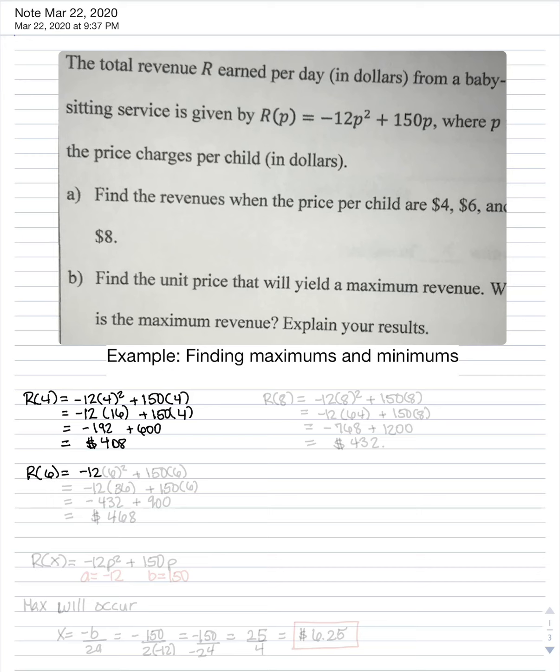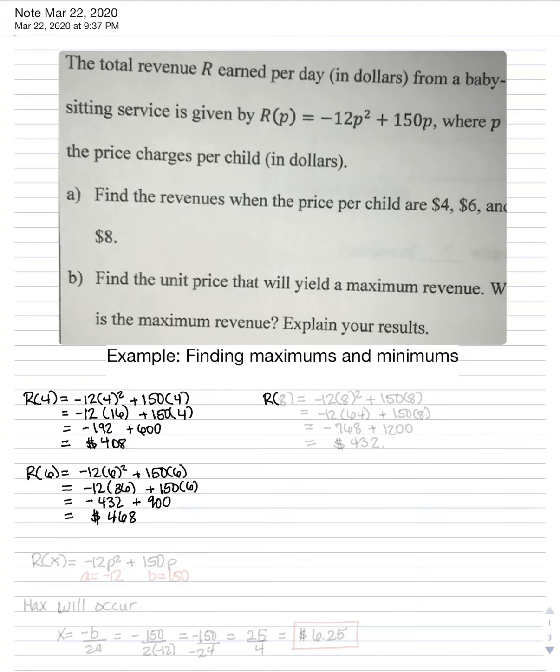We do the exact same thing again to find the revenue when p is $6. So this is negative 12 times 6 squared plus 150 times 6, which gives us negative 12 times 36 plus 150 times 6. Now the negative 12 times 36 gives us negative 432 plus, and 150 times 6 is 900. So then we get a total revenue of $468.